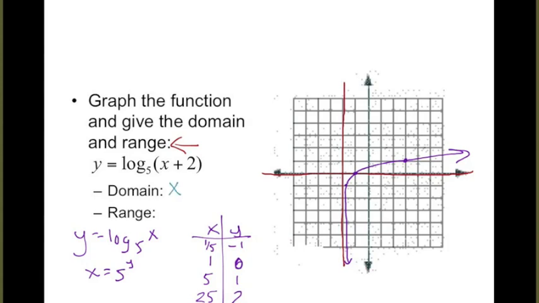Domain is limited here because we have a vertical asymptote in this problem we're not crossing. So x, is it going to be greater or less? Greater, because they are always going to shoot out to the right. And what is it greater than? -2. And our range will be unlimited, because it is moving forever up, it's just moving up slowly. Okay.